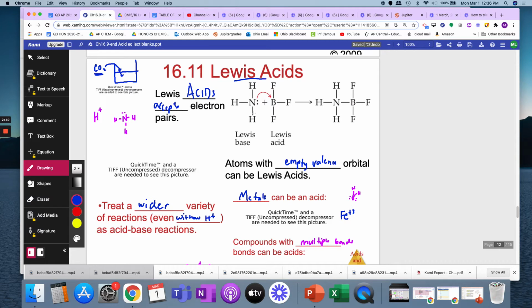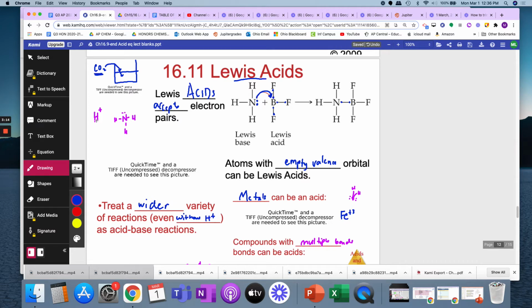Okay, so here's an example. BF3 is a substance that only has 2, 4, 6 electrons around it. The central atom only has 6. So it has an orbital that is empty. So do you see these 2 electrons from ammonia? It can donate electrons to the BF3. Because of that, it can make that bond right here. So this is actually a Lewis acid-base reaction where the acid takes in electrons.